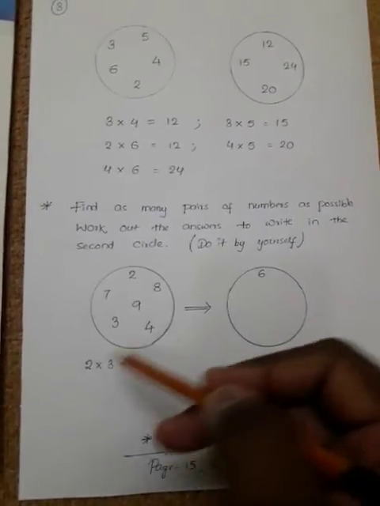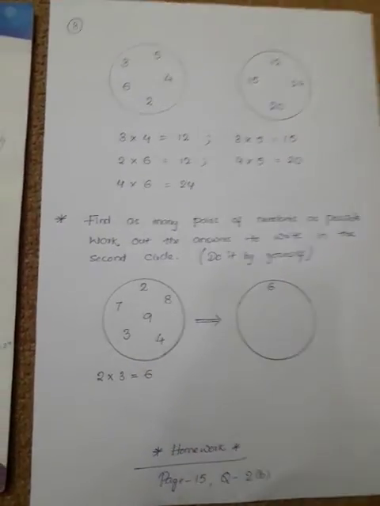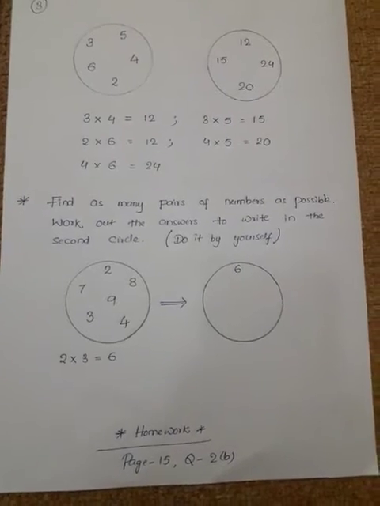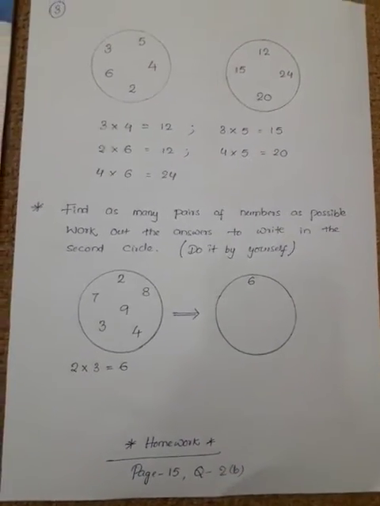So when you multiply any pair of numbers, write the answer in the second circle. Okay, and your homework is page number 15, question number 2b.